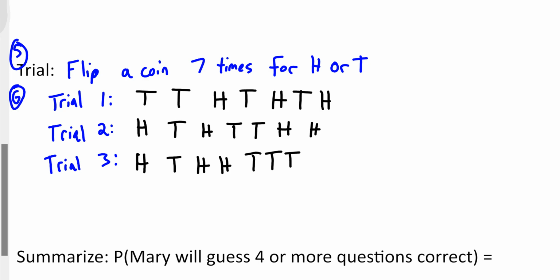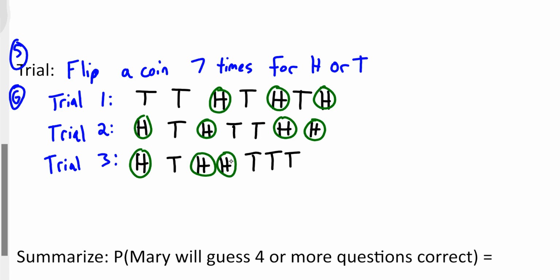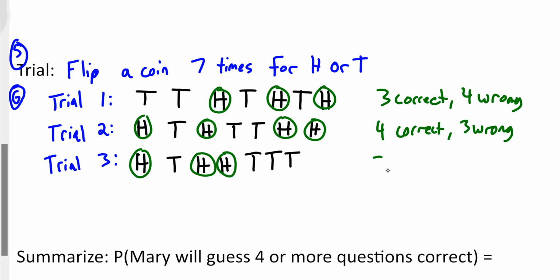Now, I'm going to just circle the ones that are correct. So in trial 1, 3 of them were correct. In trial 2, 1, 2, 3, 4 of them were correct. In trial 3, 1, 2, 3. Now, putting context to that would just be saying for trial 1, it was 3 correct, 4 wrong. That's enough for that context. So just so we know what that actually meant, because we said heads was correct. So this one is 4 correct, 3 wrong, and this one would be 3 correct, and 4 wrong. All right? So that is step 6.